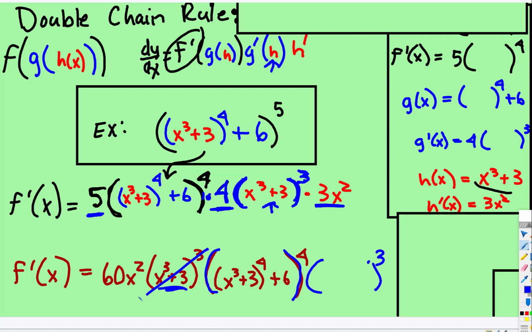All right, that's it for the double chain rule. You'll be using these a lot when you're doing trig functions, when there are functions composed inside of other functions.